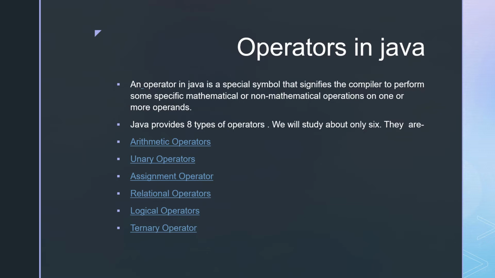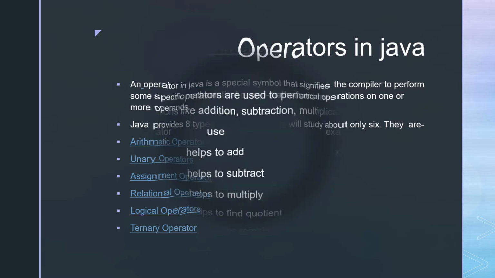We will study only 6 of them in this module. First is the arithmetic operator, then unary operator, assignment operator, relational operator, logical operators, and ternary operator. Besides this, we have the bitwise operator as well in Java, but this time we will not study it. We will just discuss these 6 types of operators.